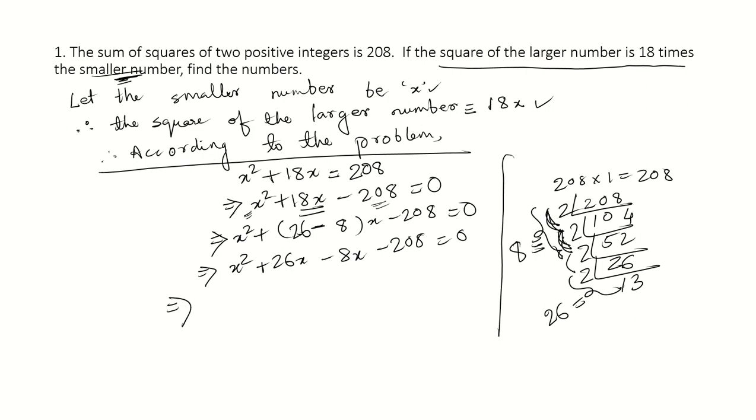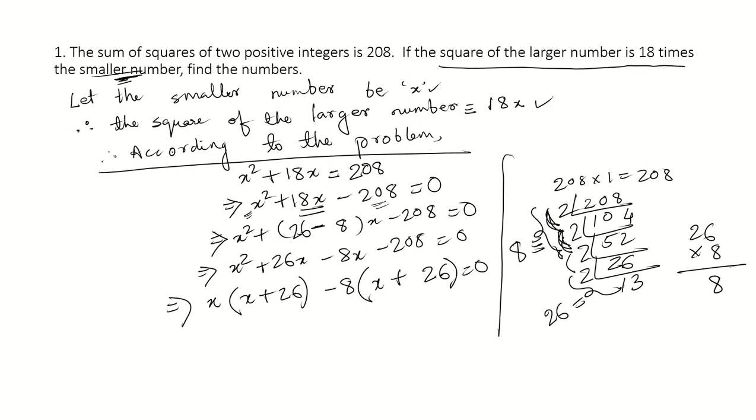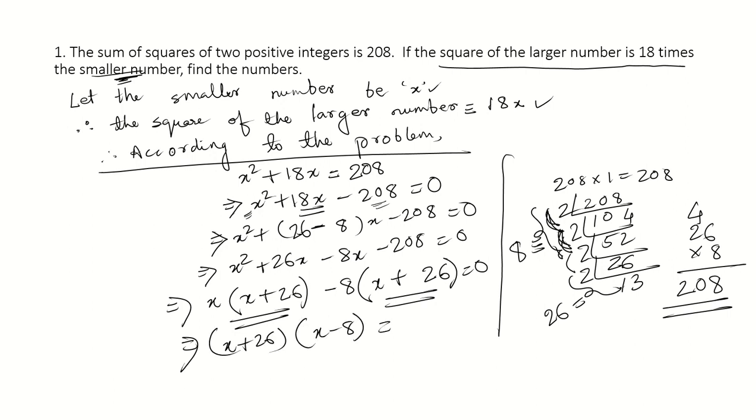So equals, let's take x as common. We get x plus 26, and let's take minus 8 as common, we get 8 plus 26 equals 0. So 26 cross 8, if you see, 48, it gives us 208, right? So from here again we take x plus 26 as common because it's a common factor in both the terms. We get x plus 26 times x minus 8 equals 0. So from here we get x equals minus 26 or 8.